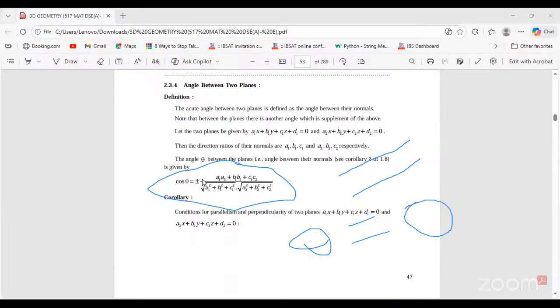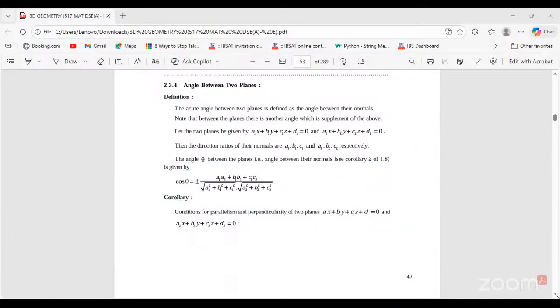Therefore, substituting theta equals 0, we get cos 0, and the cos 0 value is 1. By cross multiplying, we get a1 square root of a1 square plus b1 square plus c1 square into root of a2 square plus b2 square plus c2 square. After simplifying this, we get the parallel condition.